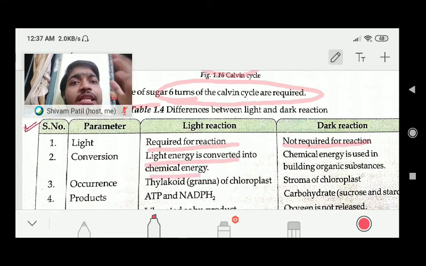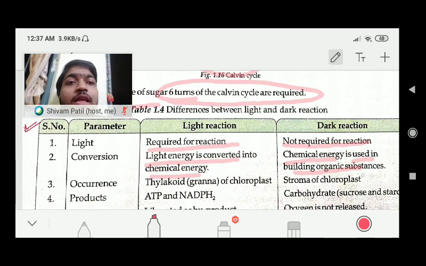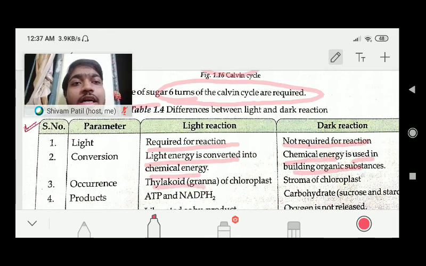How? The light will be used for the photolysis of water, and then the energy which is released in the form of the electrons will be utilized to form the NADPH and the ATP. Okay, now in the dark reaction, the chemical energy is used in building organic substances. Chemical energy which was stored in the form of ATP and the NADPH will now be utilized in the dark reaction to form glucose.